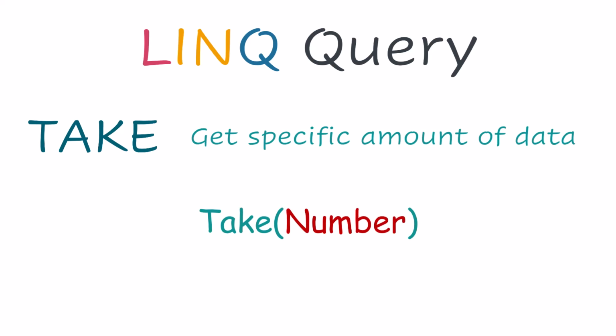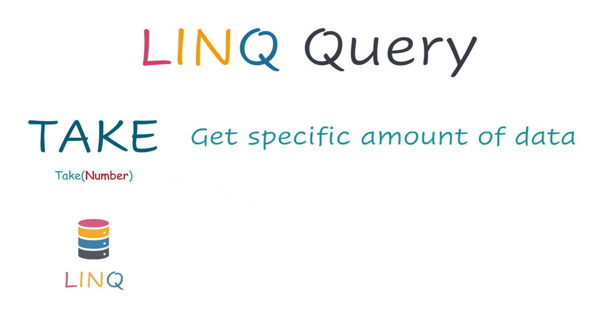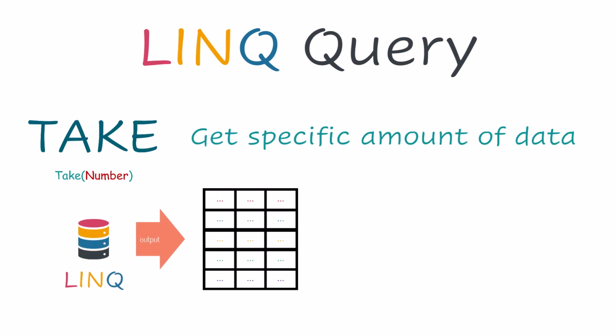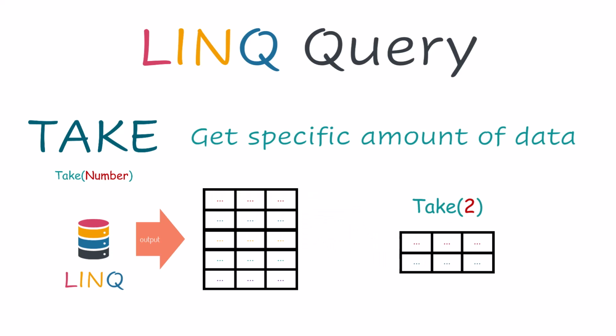I write the function and then in brackets I write a number. This number indicates how many items I want to take. For example, if we have a data table as output from the query, which contains 5 rows, but I want to get only 2 rows as output, in this case I can use this function with number 2, to get only 2 rows from the result table.